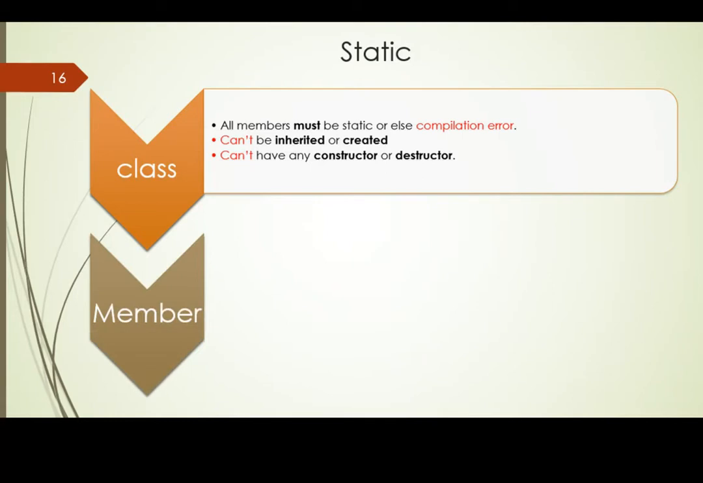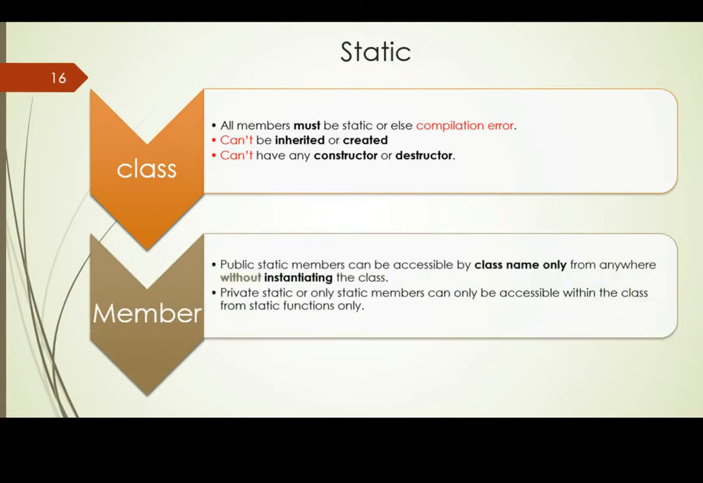So what about the members? Public static members can be accessed by class name only from anywhere without instantiating the class. You instantiate a class by the new keyword, so you can access any public static member without instantiating the class and from anywhere by its name only. It's a very important concept, and we are going to go very deep into it.